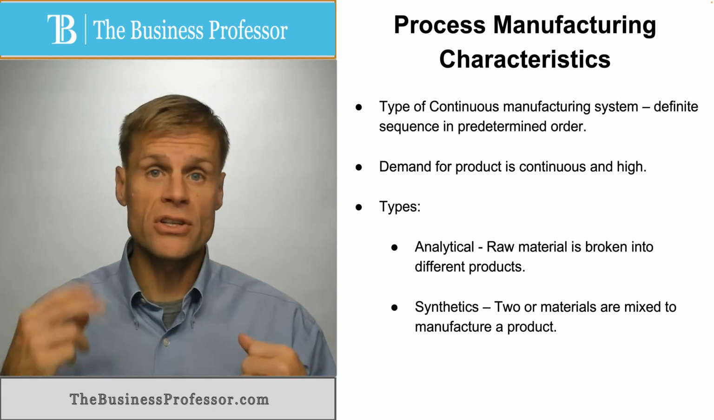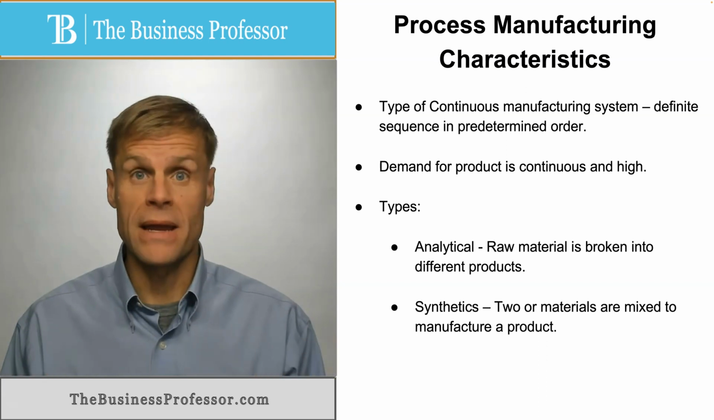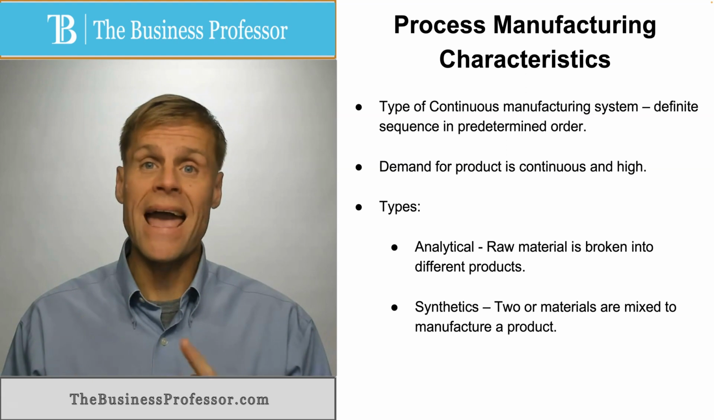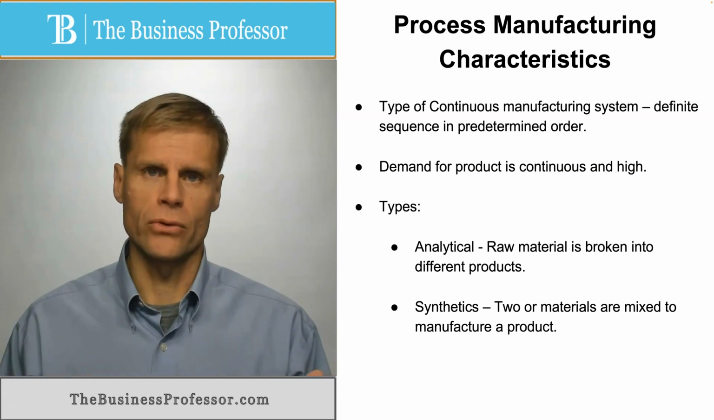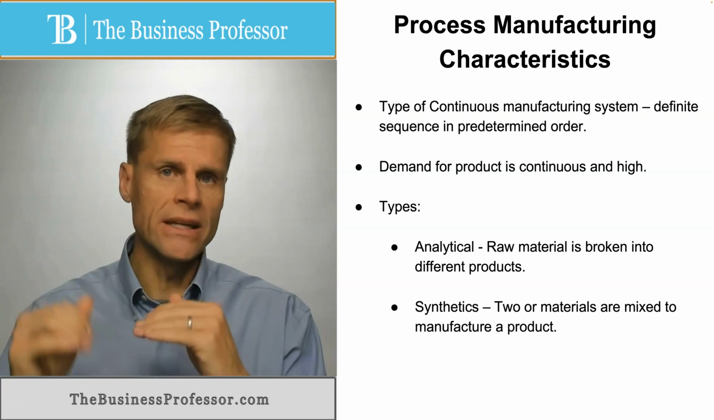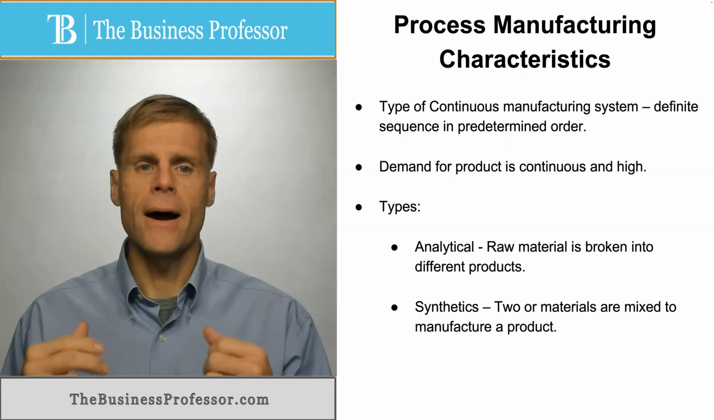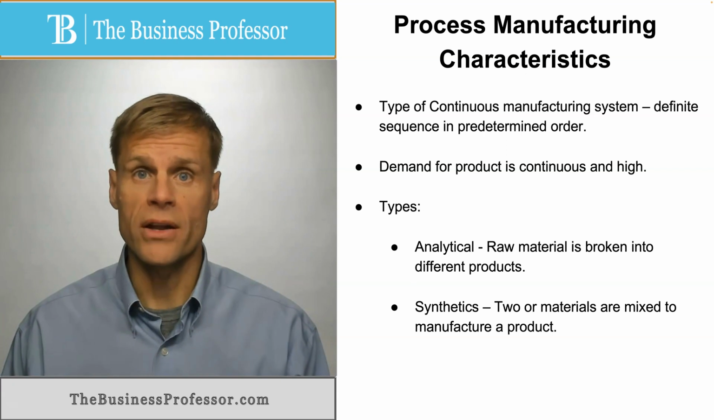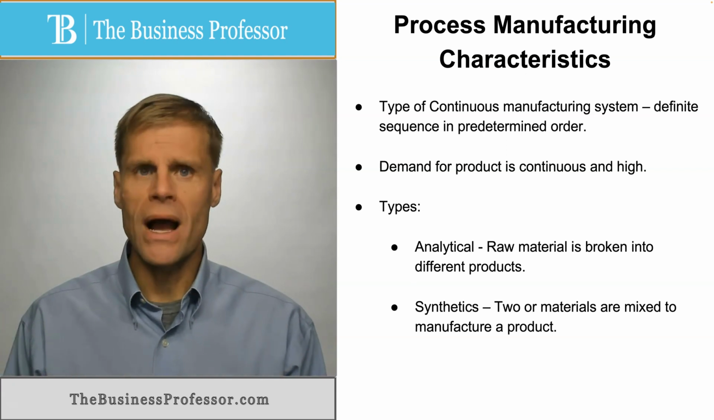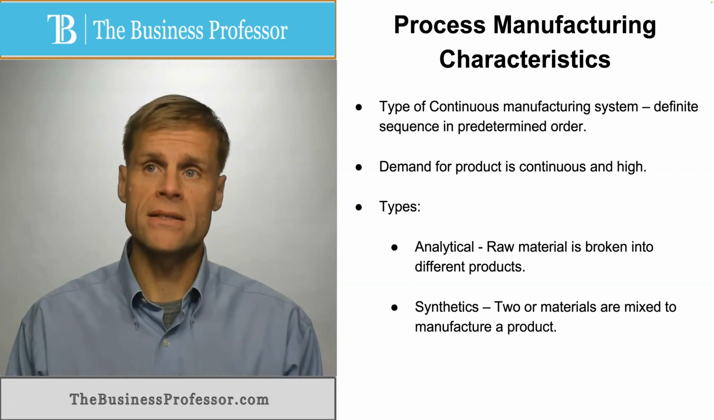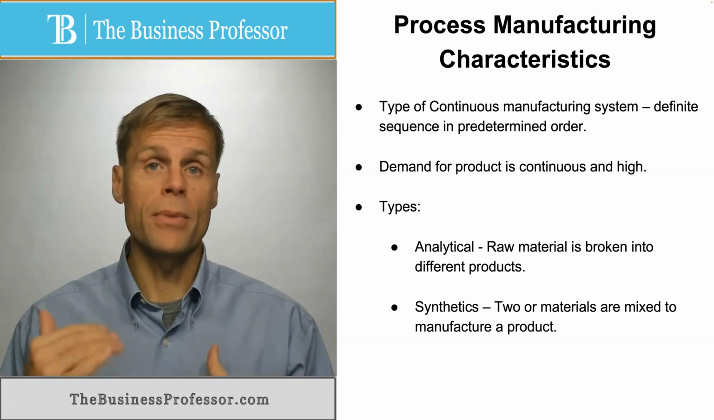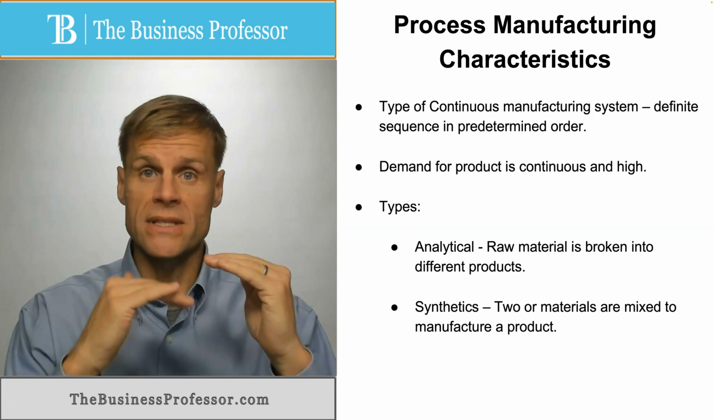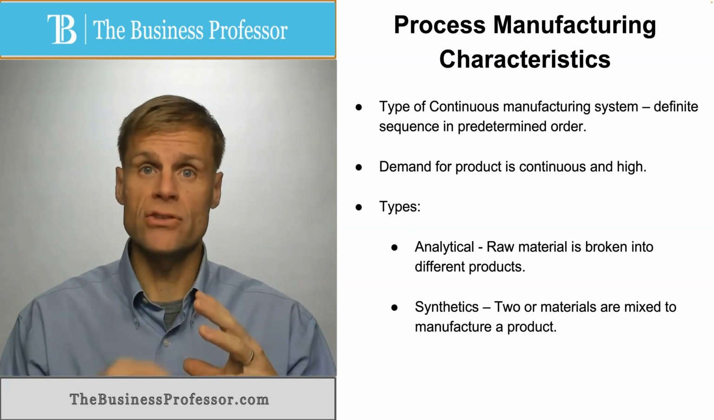Okay, now there are generally two types of process manufacturing. One is known as analytical, and this is where you take a raw material usually and you break it down into different component parts in order to arrive at different products. The best example I can think of in this regard is fossil fuels. You break down oil into its component parts and you get things like kerosene, gasoline, diesel fuel.